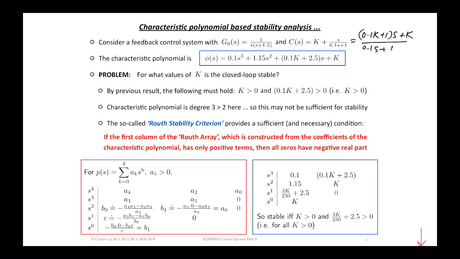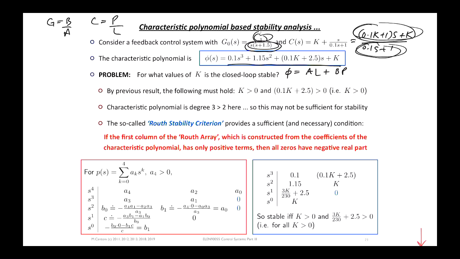In the notation that we've established, G is B on A. That's B, that's A. And we had the notation that C was P on L, so that is P and that is L. The characteristic polynomial phi is AL plus BP. So when you write AL plus BP, this is the polynomial that you get.